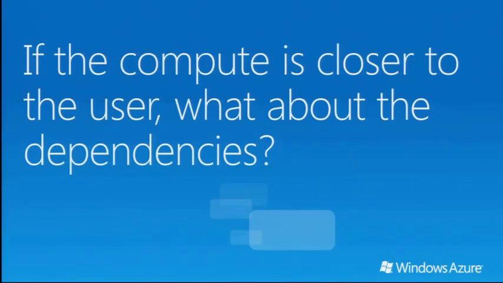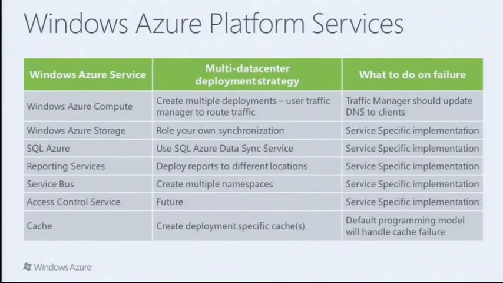So that's kind of one part of the puzzle using Traffic Manager. But if we've put the compute next to the user by deploying to multiple data centers, then what about those other dependencies? What about storage? What about service bus, ACS, and all those kind of things? So, our strategy here is to really think through all of these services and what's the best way to provide a DR kind of scenario for this.